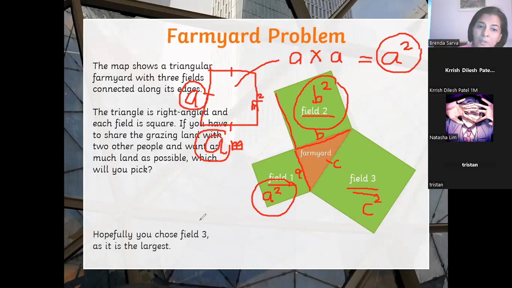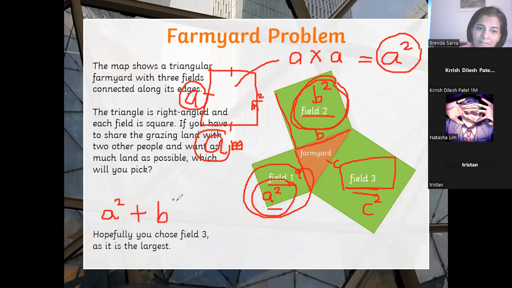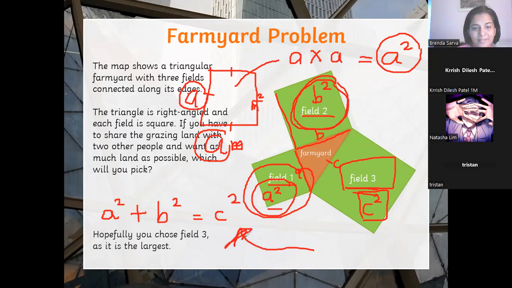Got it? And according to smart Mr. Pythagoras, what did he say? The area for field 1 plus the area for field 2 is the same as the area of field 3. So what he's literally saying is A squared plus B squared is equal to C squared. Got it? There you go. That's the Pythagoras theorem.